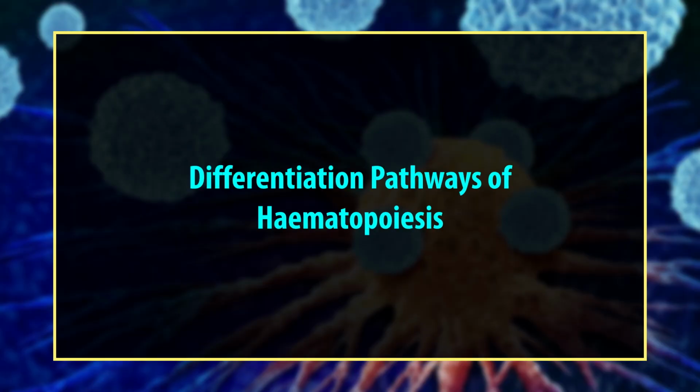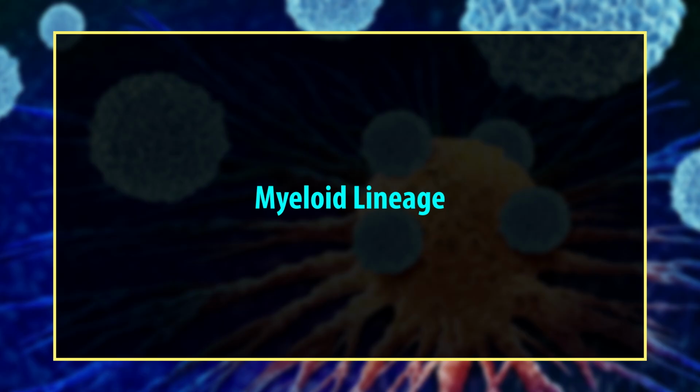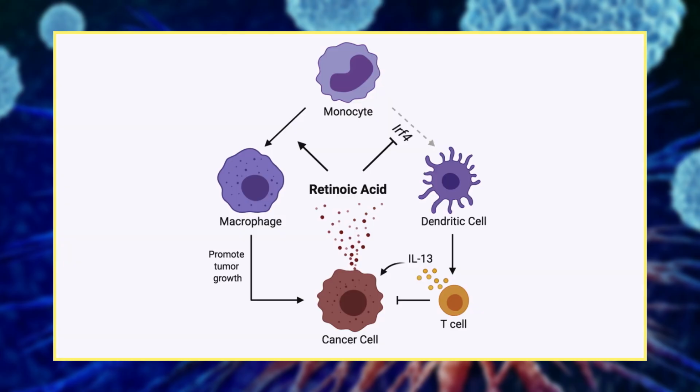Differentiation pathways of hematopoiesis. HSCs give rise to two main progenitor lines, the common myeloid progenitor and the common lymphoid progenitor. The myeloid lineage is derived from the common myeloid progenitor. This lineage produces erythrocytes, or the RBCs, which transport oxygen; the megakaryocytes, which produce platelets for blood clotting; the granulocytes, which include the neutrophils, eosinophils and basophils; and the monocytes, which differentiate into macrophages and dendritic cells.